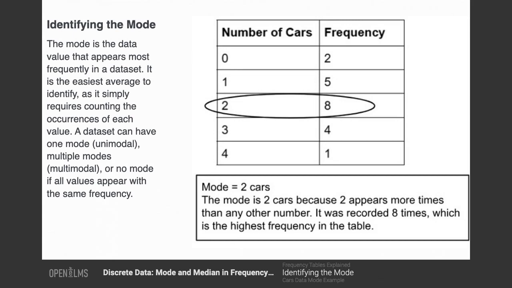Identifying the mode. The mode is the data value that appears most frequently in a dataset. It is the easiest average to identify, as it simply requires counting the occurrences of each value. A dataset can have one mode, unimodal, multiple modes, multimodal, or no mode if all values appear with the same frequency.